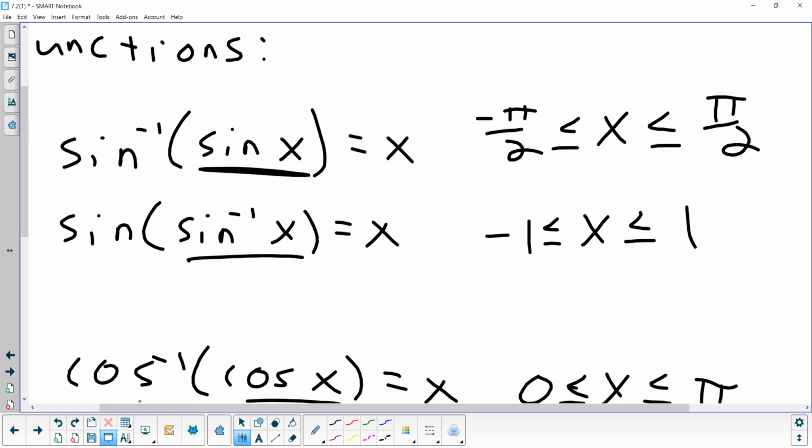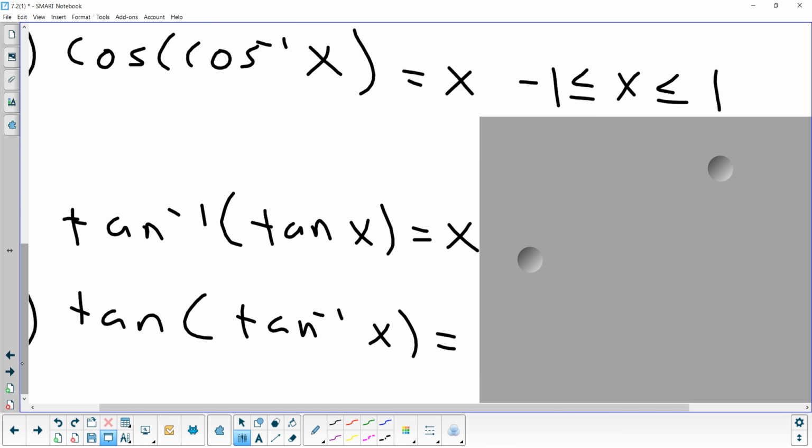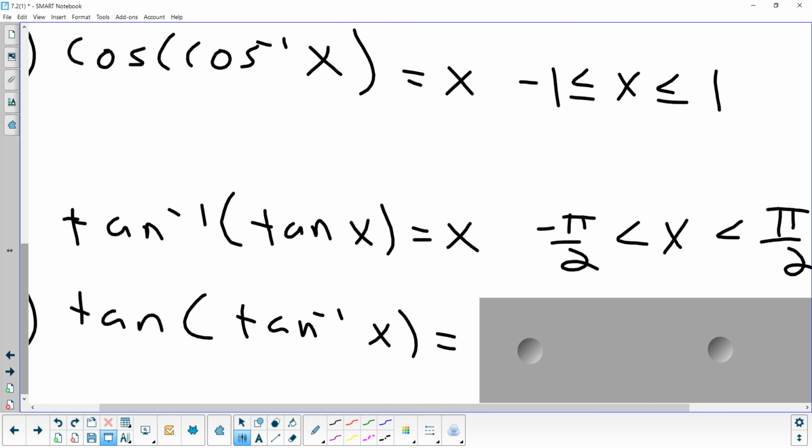No, it's not the same as that. Negative pi/2, but it's not including. Right, it's not equal to, not including, because you have the asymptotes. So it's -pi/2 to pi/2, not including it.